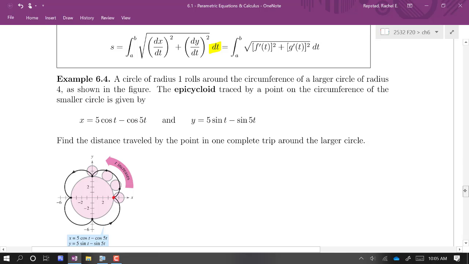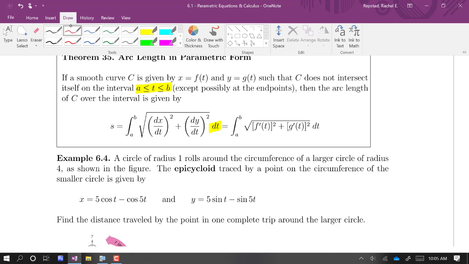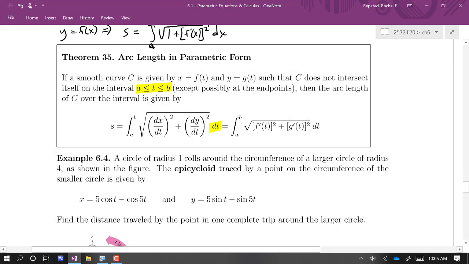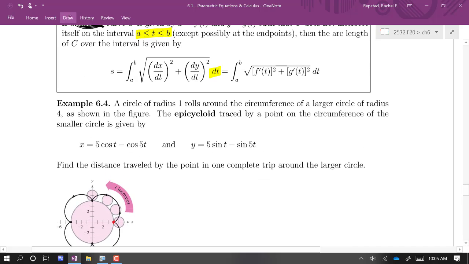Now, if we look up here at the theorem, the way that the theorem is stated, it says that we have a smooth curve given by these parametric equations, and that does not intersect with itself except possibly at the endpoints. Then that gives us this, the arc length is given by these integrals. Smooth curve means smoothly differentiable. A smooth curve is what we see, say, right here. That's a nice smooth curve.